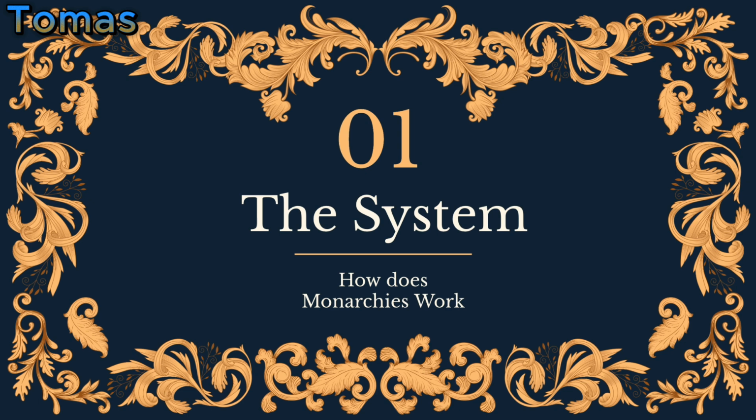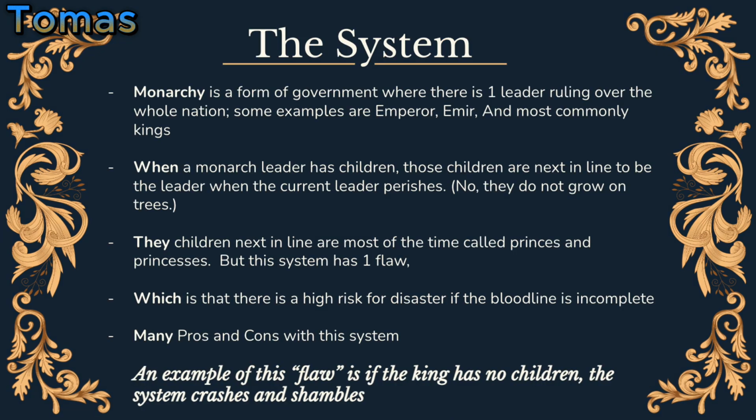The system. How do monarchies work? What is a monarchy? A monarchy is a form of government where the monarch has full control over the nation. A monarch leader takes many forms, such as an emperor, a king, or a queen, and even an emir.